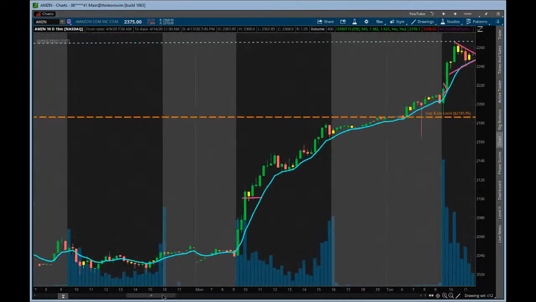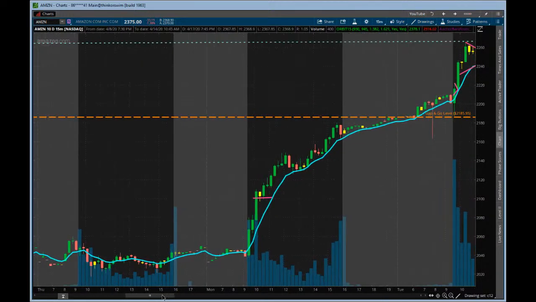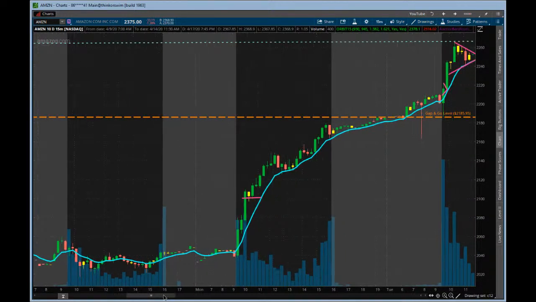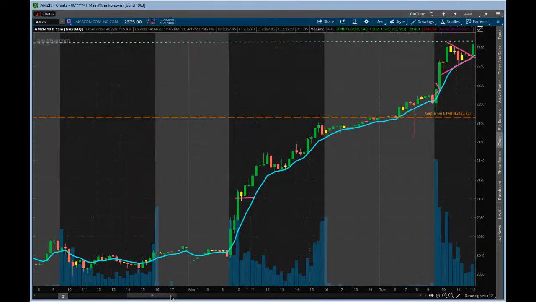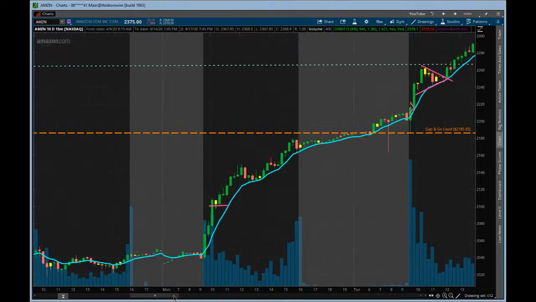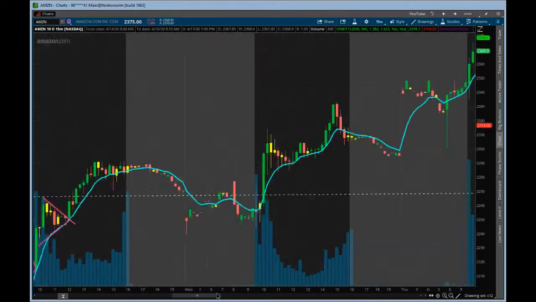Because here, I mean, this gets pretty scary, right? We tagged the fib family, we got a double inside 15, and then we broke down. That's a pretty big move, right? I mean, the range of that candle is 16 points. That's a huge move down, right? So you have to ask yourself, am I committed to holding that 80 MA, or whatever your trading system is?